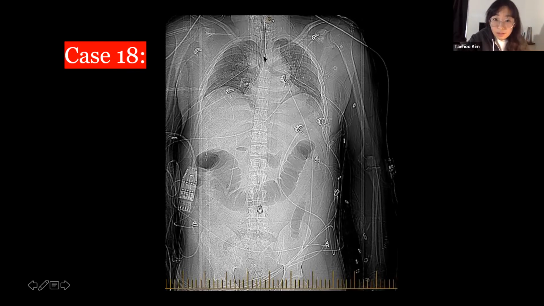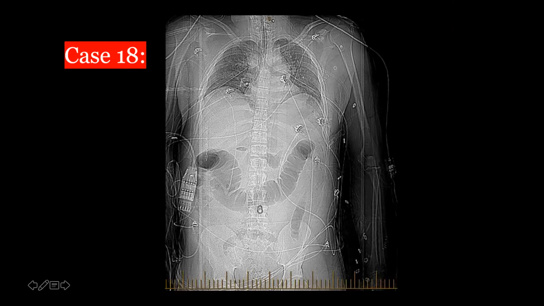ET tube is in the right position above the carina. Normally, when the patient is intubated, to prevent aspiration, you guys put an NG, right? And can you see an NG tube going to the expected location of the stomach here? You might be wondering why I'm struggling with the scout, but scout is the best to check for any malpositioned tubes. So here I don't see anything.